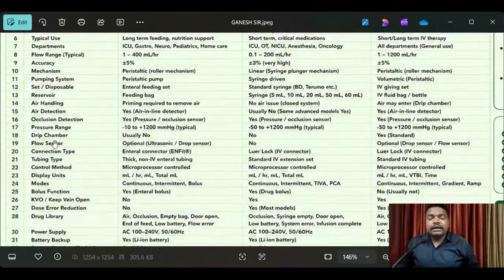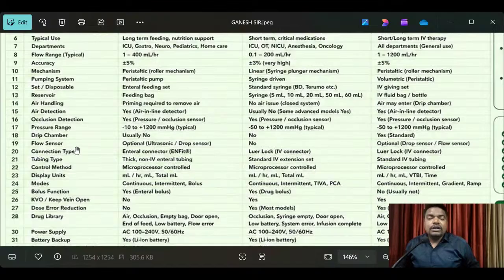See here, drip chamber comparison key, and I'm going to compare three equipments: feeding pump, syringe pump, infusion pump. Okay, drip chamber in feeding pump: usually no. Next, in syringe pump, drip chamber: no, not available. And only in the infusion pump, drip chamber: yes, standard level available.